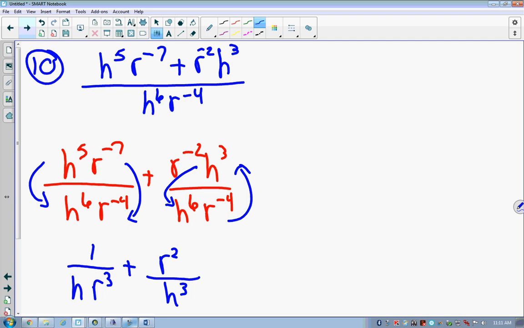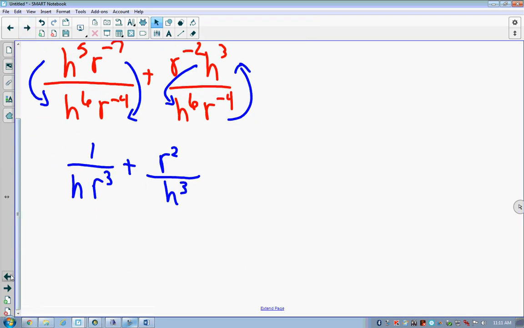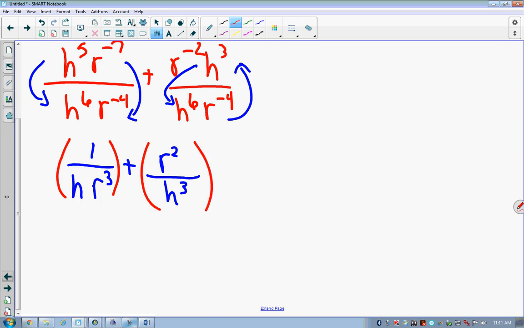Now, I still got to get a common denominator, right? All right, so this is kind of a tough one. So probably going to have to do both, right? All right, let's deal with the h's. How am I going to get h cubed in both? Multiply by h squared on both, right? How am I going to get r cubed on both?